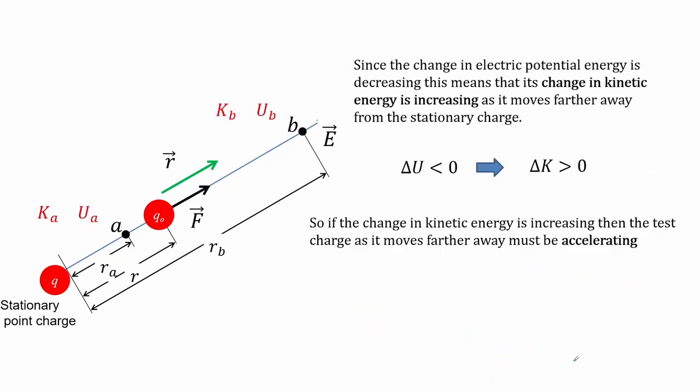Since the change in electric potential energy is decreasing, this means that its change in kinetic energy is increasing as it moves farther away from the stationary charge. So if the change in kinetic energy is increasing, then the test charge as it moves farther away must be accelerating.